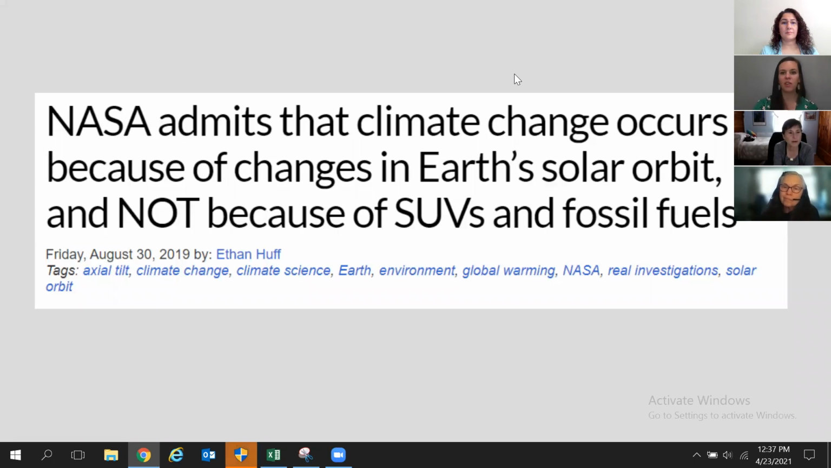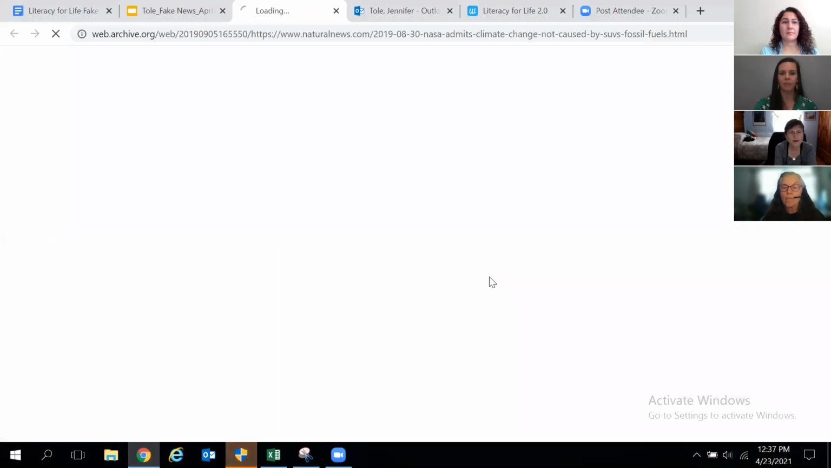Okay, so I thought we could start by looking at some examples of what fake news looks like, so that we can understand how it has its effect on people. So here's a headline, and this is a screenshot that says, NASA admits that climate change occurs because of changes in Earth's solar orbit, and not because of SUVs and fossil fuels. And this looks like a typical lead for a news story, right? We have a date, we have an author, we have some tags, and they all seem pretty related to the topic.